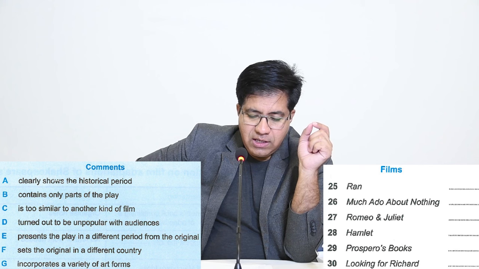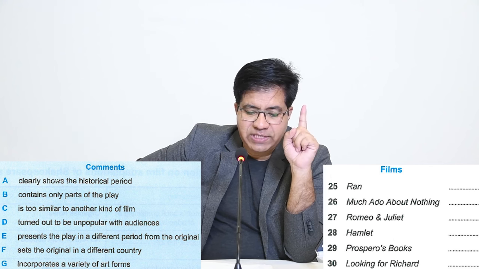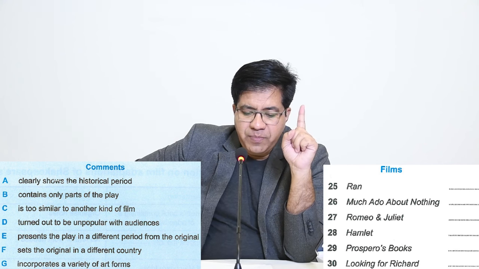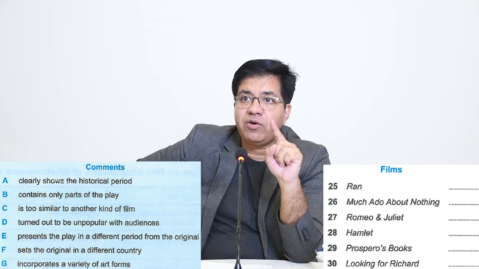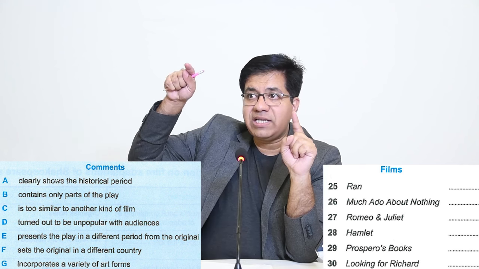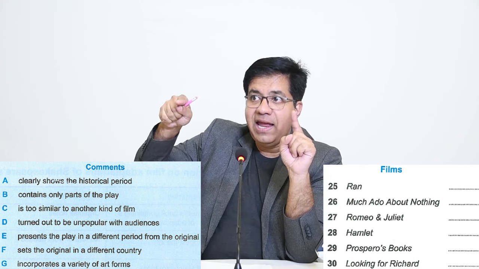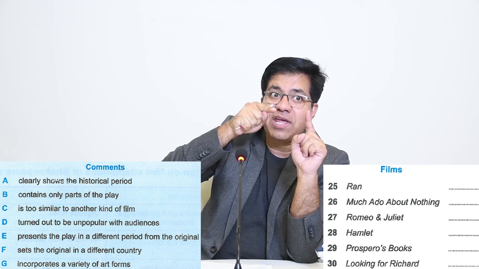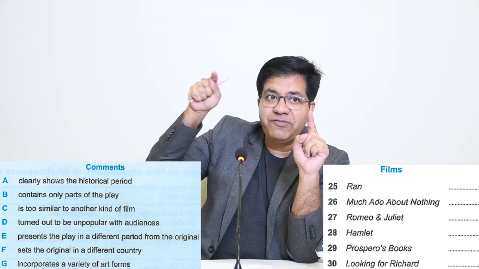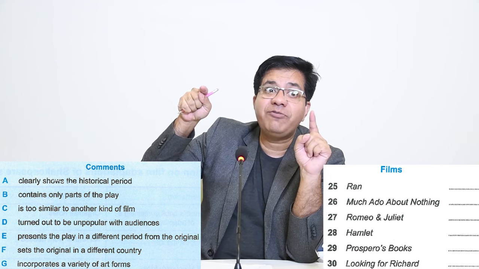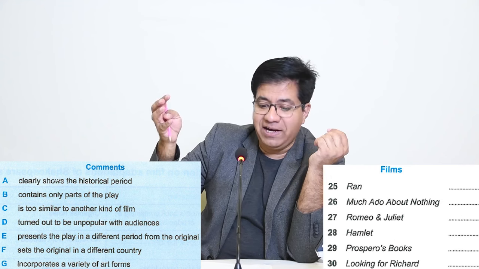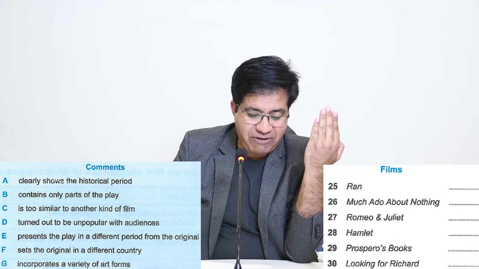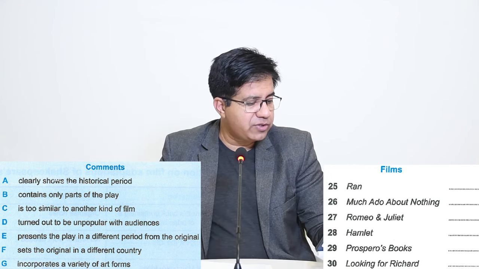Okay, listen. Those who selected E, let me tell you, E presents the play in a different period from the original. She said 16th century Japan and 16th century England. So is it a different period? No. What is different? The country is different. So this is option F. Well done. Please listen to this again.